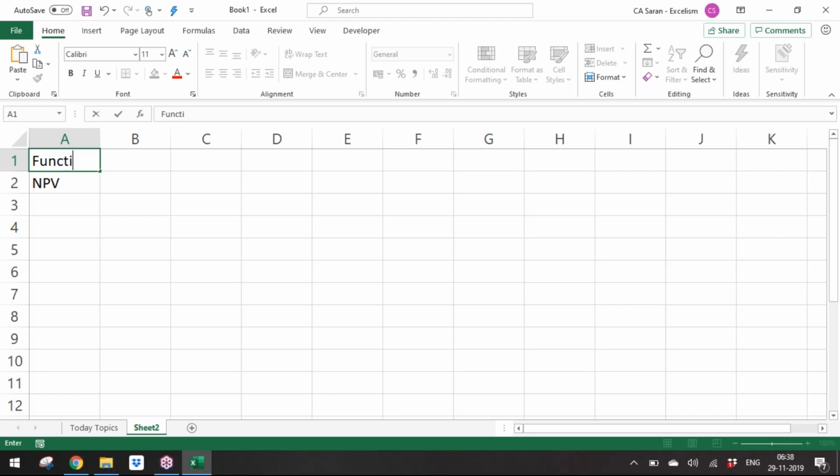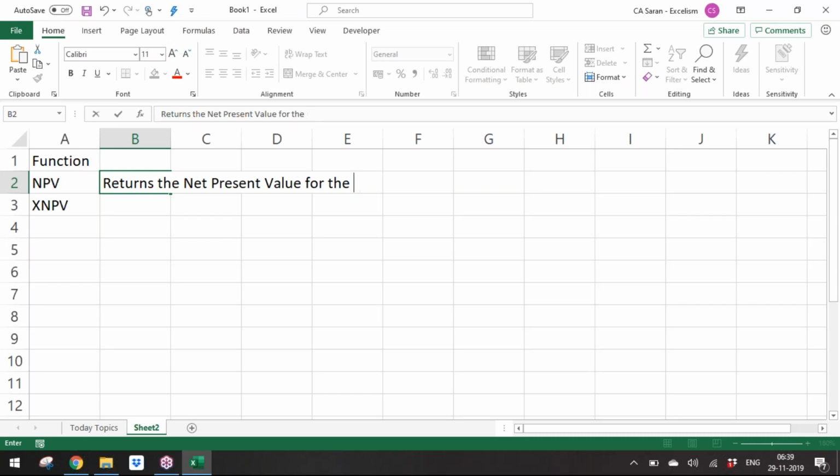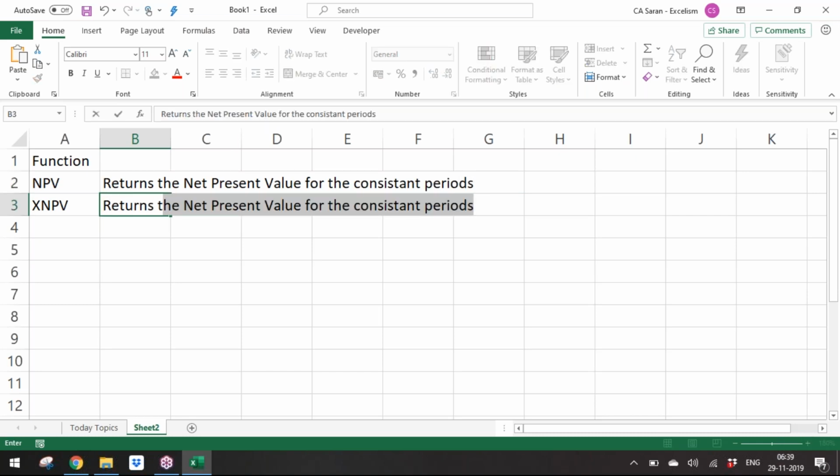In Excel, there is a function named XNPV, introduced in 2010. Same thing as NPV, but there is a difference. What the NPV function does, this is net present value, returns the net present value for the consistent periods. XNPV returns the net present value for the inconsistent periods.